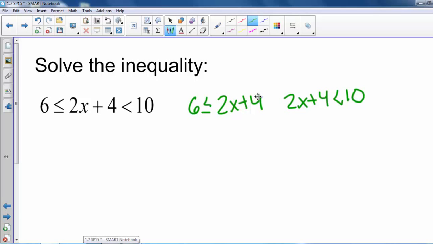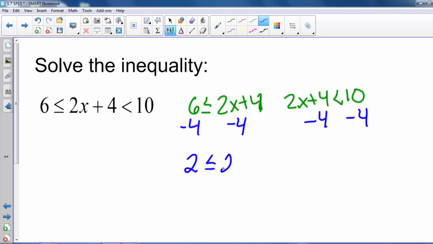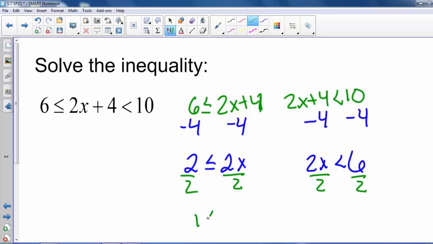First, we want to get x by itself, so we're going to subtract 4. If we were doing these as two separate inequalities, we'd subtract 4 in both cases. So we'd get 2 is less than or equal to 2x, and 2x is less than 6. Then we divide by 2, and that's a positive number, so we don't need to worry about switching the signs. So we get 1 is less than or equal to x, and x is less than 6.